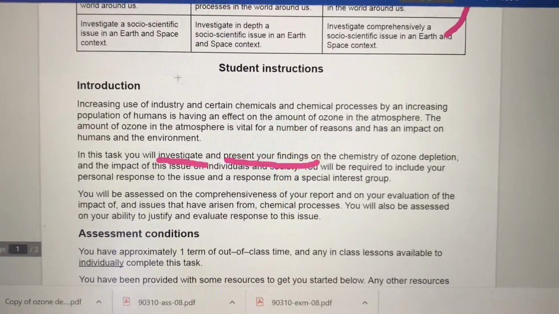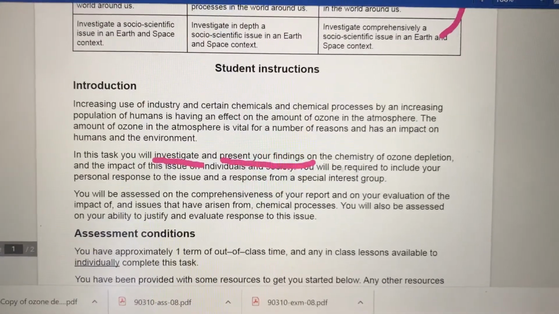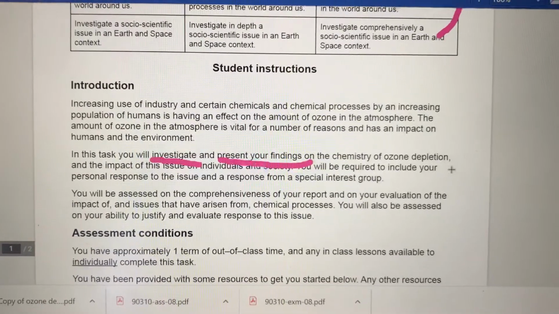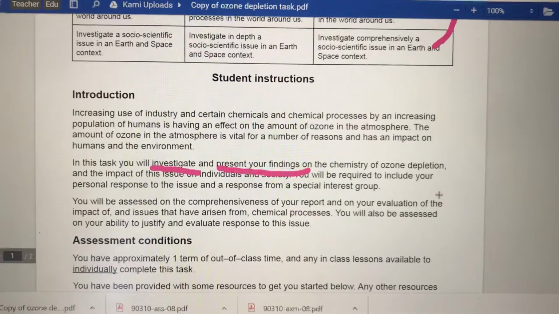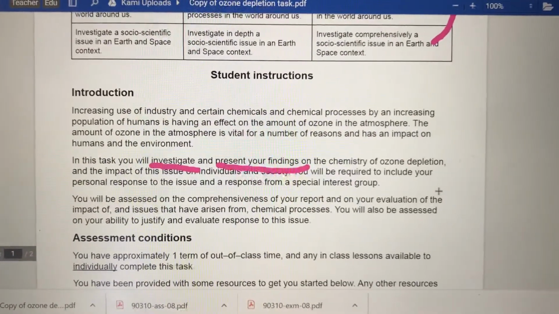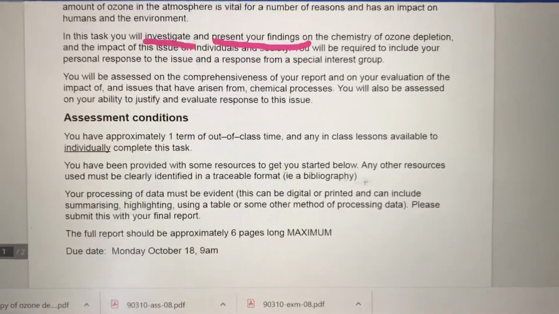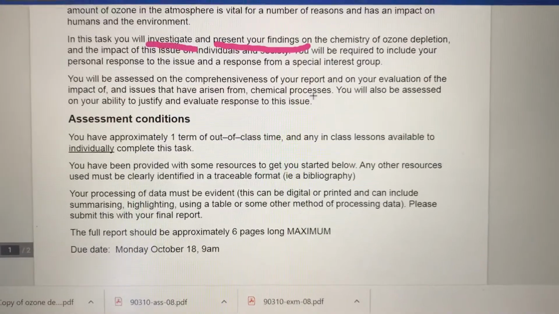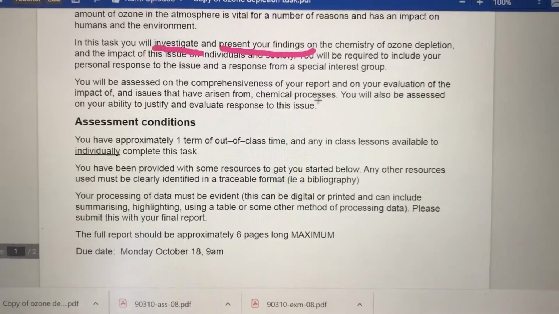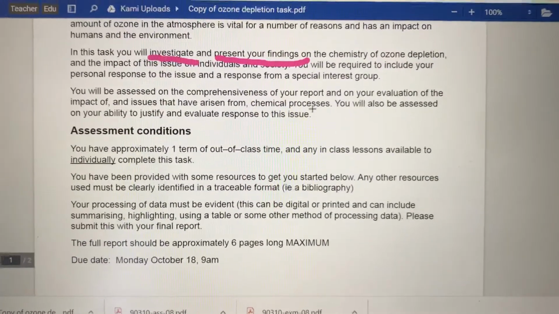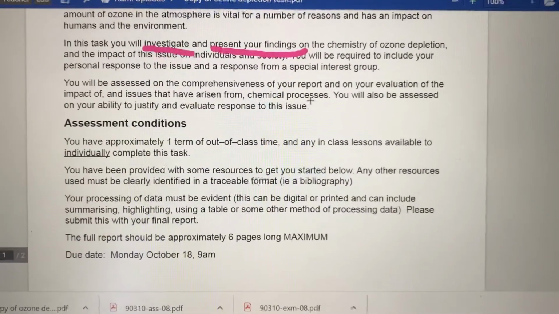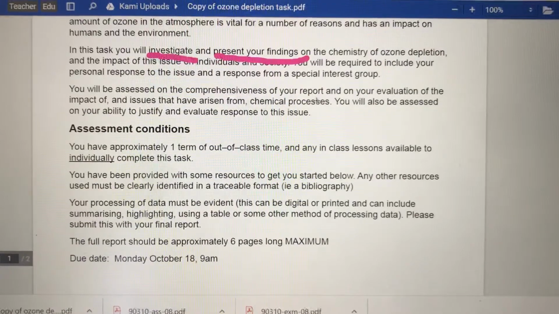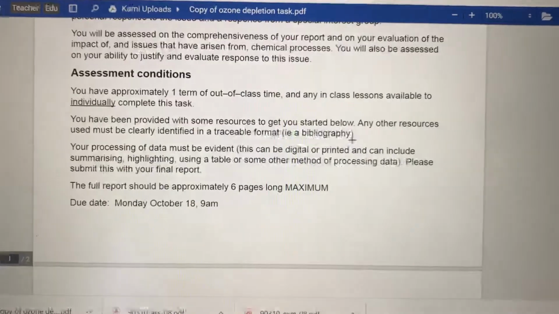This is only for the earth and space, the second 4-credit part, and it's essentially what differentiates the two. So if you don't do the second one, you don't have to do your personal response and a special interest group. You're going to be assessed on the comprehensiveness of your report and your evaluation of the impact and the issues that have arisen from these chemical processes. So you've already got it.